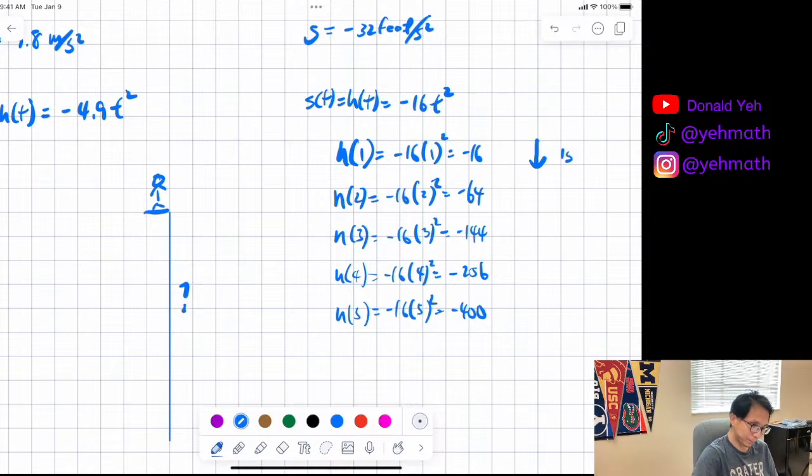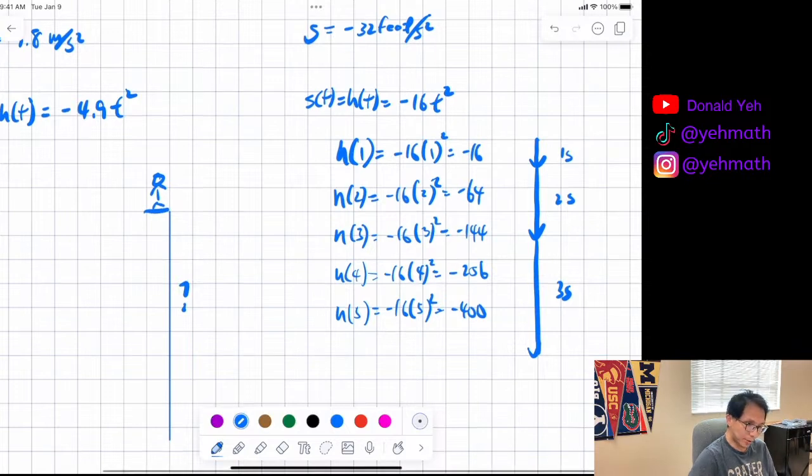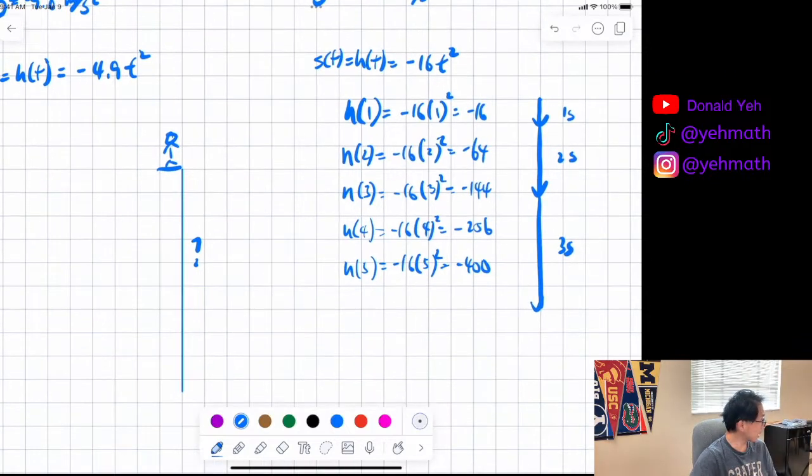In 2 seconds, it's going to drop this much. In 3 seconds, I am going to go 9 spaces right here. This is 3 seconds. This is how fast it dropped. Each square is going to represent 16 feet.